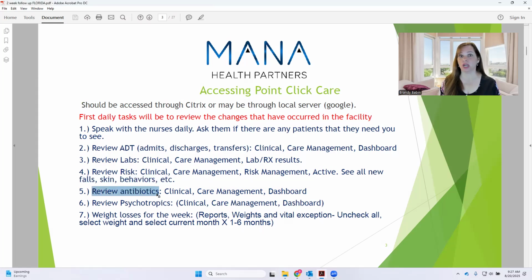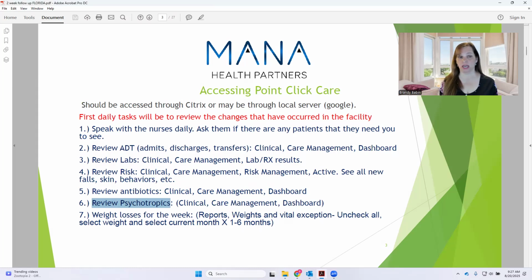You're going to review your antibiotics. So this is specifically different than some states, but for your state, we're going to find them under clinical, again, care management and dashboard. And at the bottom, usually, not always, but usually, you'll find the antibiotics section. You'll also find the psychotropic section. So if you've noticed any theme here, most of what you're going to find is going to be on the dashboard.